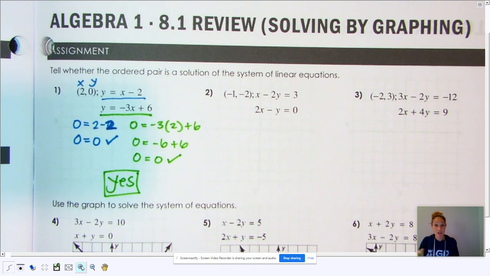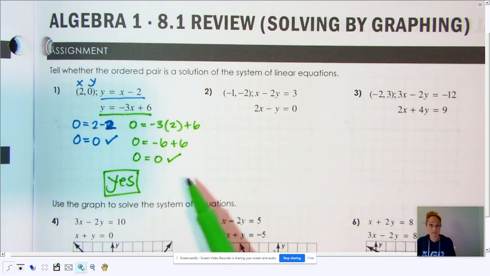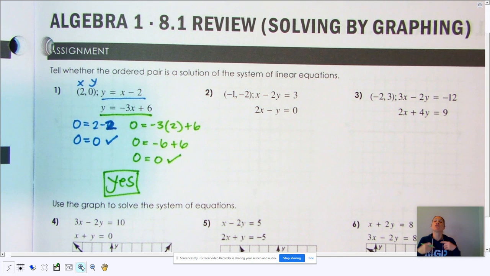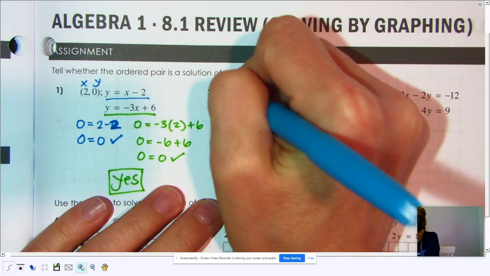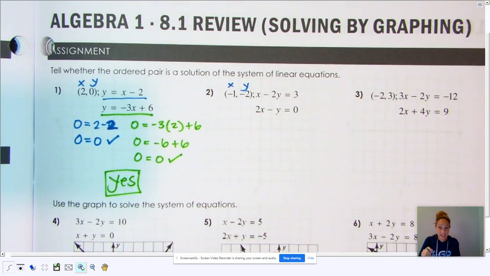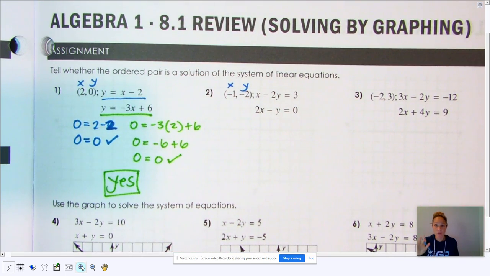But make sure you have the work. You have to plug the values into both equations, and you have to show that it's true, okay? All right, question number 2, or just kidding. Skipping number 2. Remember, this one is x, this one is y. Plug it in and see if it works in both equations.